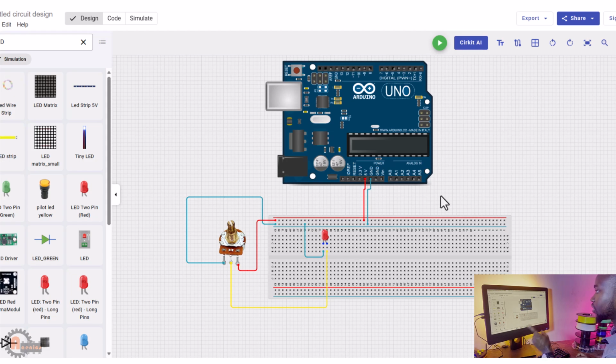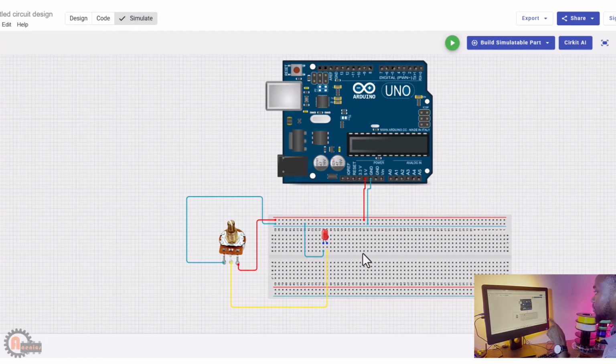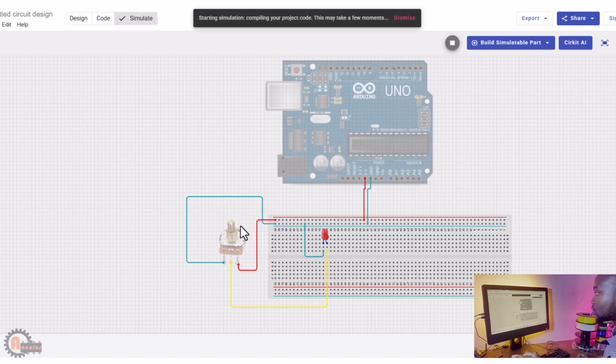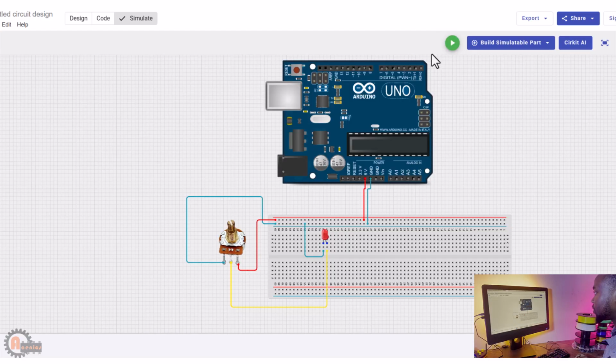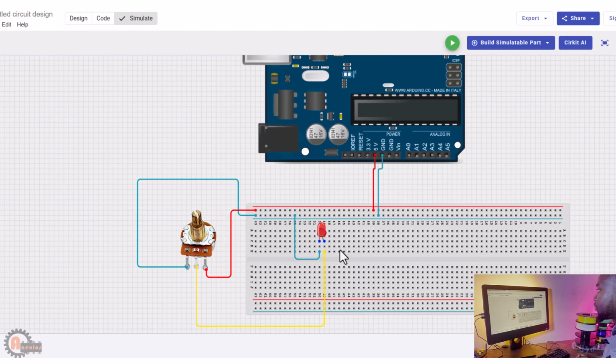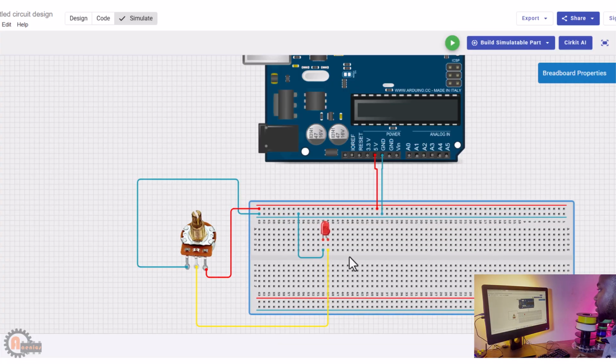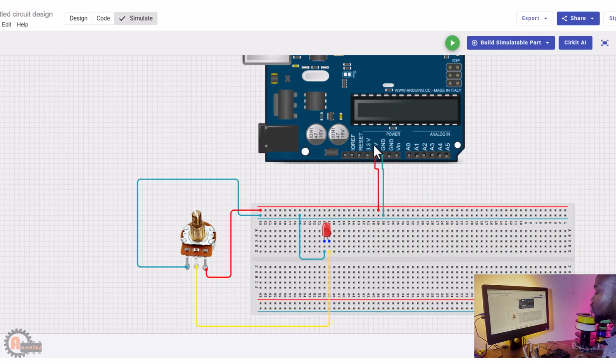Unfortunately, I don't think this software can simulate a potentiometer reading. I'm not sure. So we'll just do that inside the real environment. Okay, it doesn't support it. I thought as much. So what is happening here is there is a 5 volt supply coming from the breadboard, coming from the Arduino.